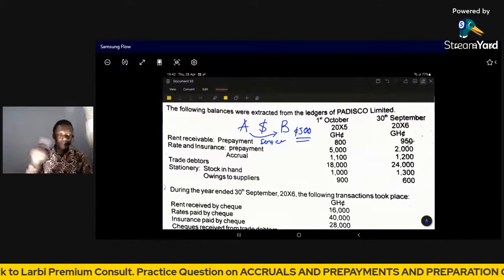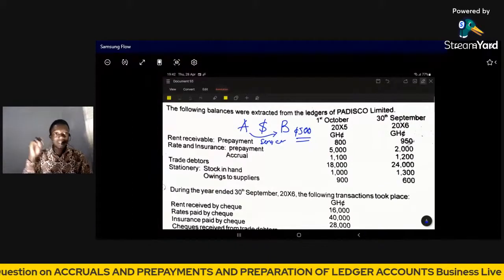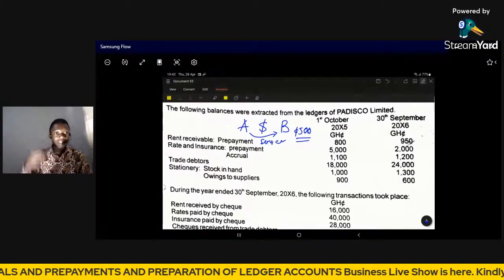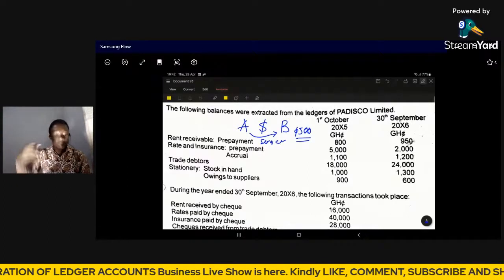So that's the issue about prepayment and accruals. Once you hear of prepayment, you are thinking about the benefit that the one who pays that amount is entitled to in the future, but won't enjoy it now.